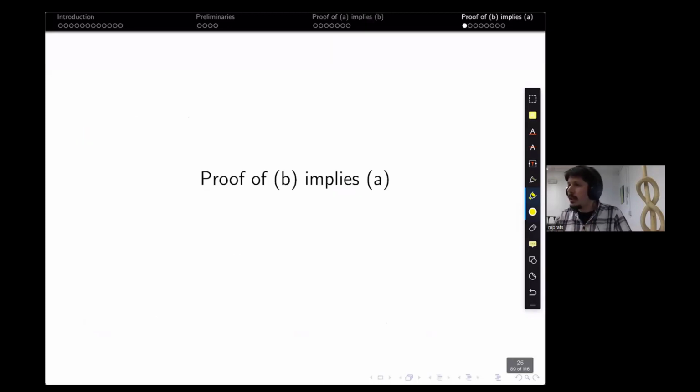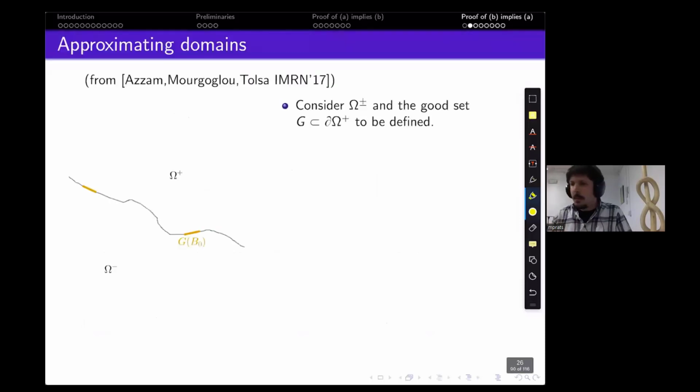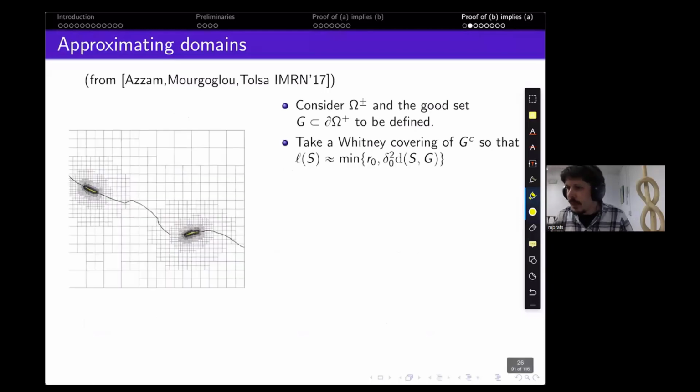Okay, good. So maybe I can give you a hint about how B implies A is done. Let's talk first about approximating domains. Now we will again have a good part. It will be defined in a different way than before, but you will have a good part in the boundary, and you perform a Whitney covering, as always. A typical Whitney covering, but now you put this extra thing: there's a maximum size for the Whitney cubes, but otherwise it's a Whitney covering.